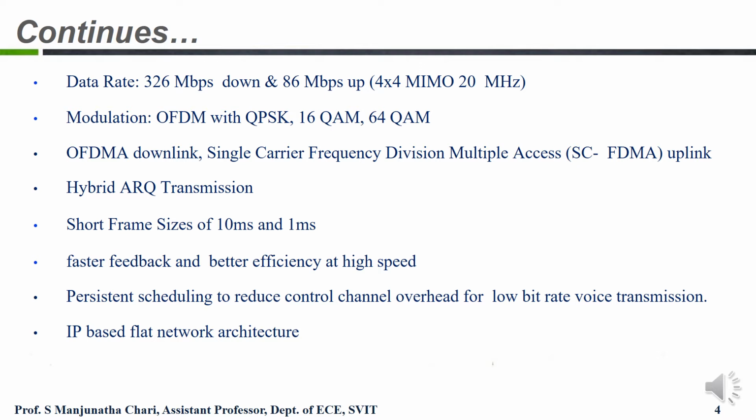And for error correction and detection we are using hybrid ARQ protocol or hybrid ARQ transmission. And frame sizes used are 10 millisecond and 1 millisecond. It can be either one we can use. Here we have faster feedback and better efficiency at high speeds, and persistent scheduling for transmission for lower bitrate transmission. And the architecture used for 4G LTE is an IP based flat network architecture. What it is we will see in the next slides.